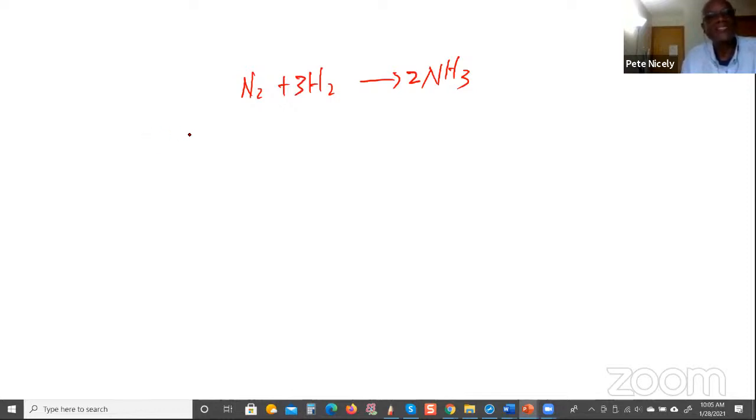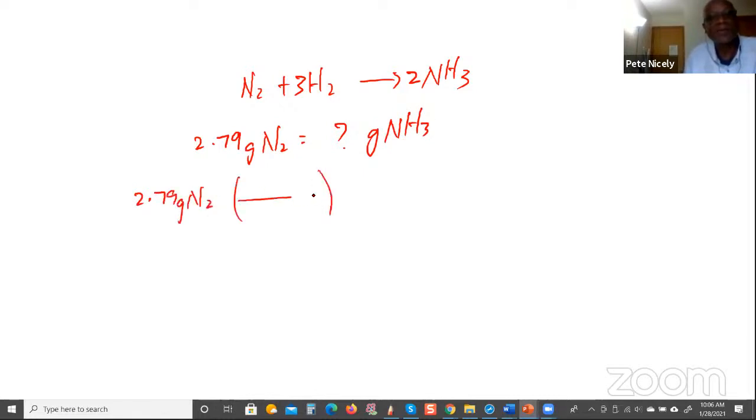Let's say that you're starting off with 2.79 grams of nitrogen, and you're trying to determine the mass of ammonia that would be formed. So what you'll do is start off with the 2.79 grams of nitrogen, and then convert that to moles. You're going to have 1 mole of nitrogen down here, and the molar mass of nitrogen down here would be 2 times 14.01, which is 28.02 grams of nitrogen. So we would have converted from grams of nitrogen to moles in the first step.